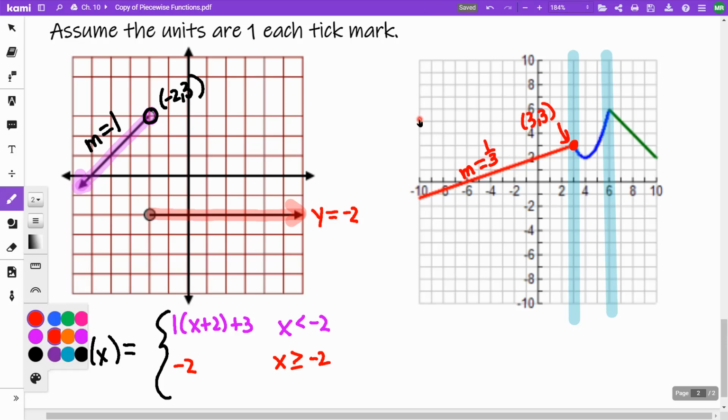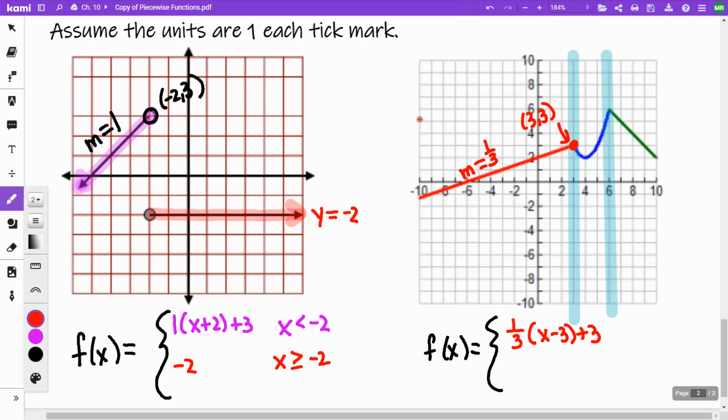So I'm going to write 1/3 times x minus 3 plus 3. And that was a solid dot. So I can either include it, I'll just include it here. I need to include it in either the red or the blue, that 3. So it's going to be x is less than or equal to 3.